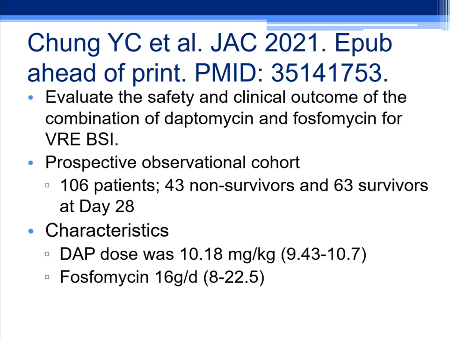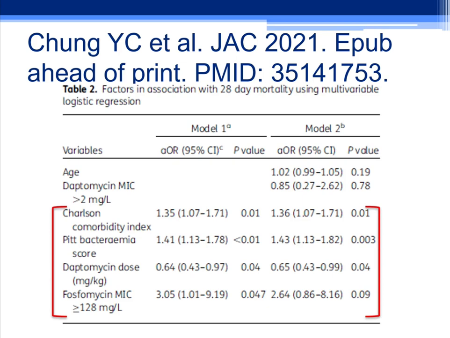And then the same group looked at the safety and clinical outcomes of daptomycin plus fosfomycin. They actually have IV fosfomycin, where they're able to look at this. Characteristic-wise, you can see they split it into non-survivors and survivors. The majority of patients had a 10 mg per kg dose of dapto, while fosfomycin was at about 16 grams per day. And then when they did their logistic regression, the points of interest to focus on were that your dapto dose offered an improved chance of mortality benefit. So higher doses made an impact.